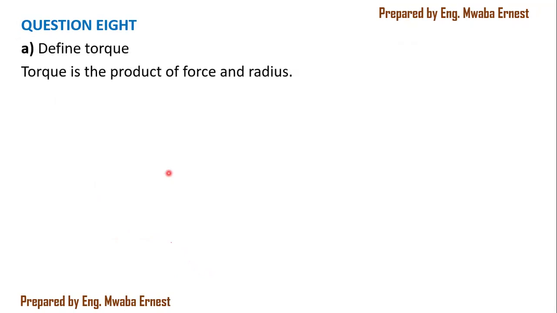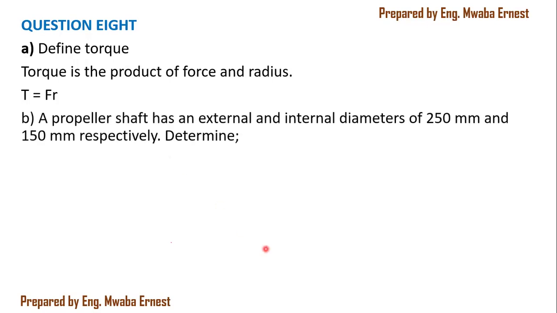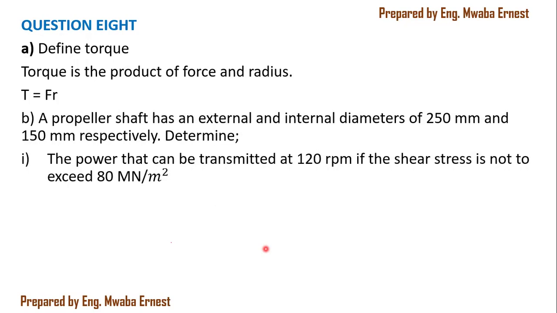Question number 8 says define torque. Torque is normally the product of force and radius, the turning effect of a force. So that's the formula. Then B says a propeller shaft has external and internal diameters of 250 and 150 millimeters respectively. Determine the power that can be transmitted at 120 RPM, given that the shear stress is not to exceed 80 meganewtons per square meter.